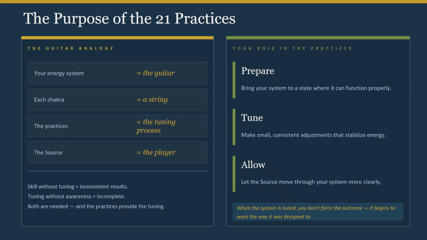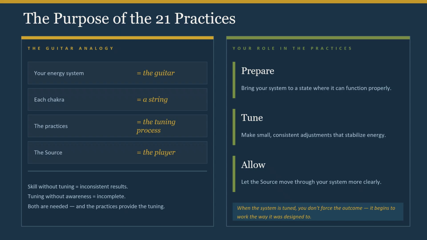On the other side, if a guitar is perfectly tuned, but the person playing it doesn't understand how to play, the result is still limited. So tuning alone is not everything, but it is foundational. This is where the practices come in. Each practice is designed to adjust, stabilize, and refine a different part of your energy system. You are not forcing change. You are making small, consistent adjustments that bring the system back into proper alignment range.